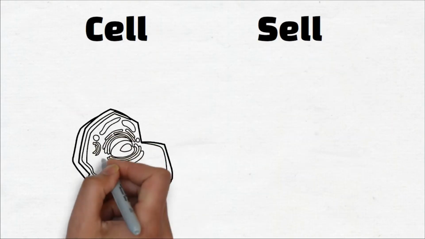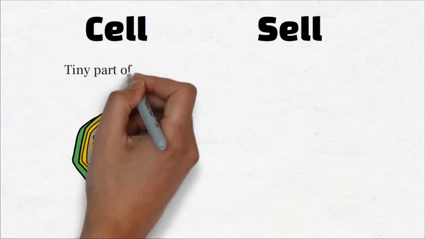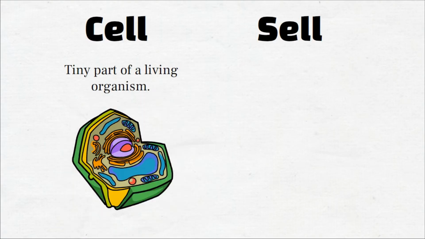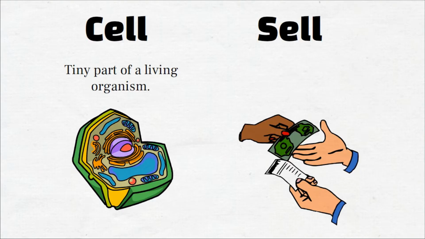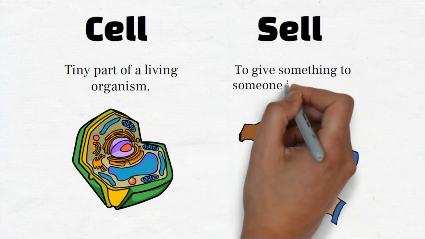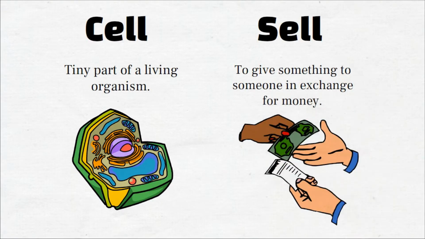Cell. The first word represents a tiny part of a living organism. The second word means to give something to someone in exchange for money.